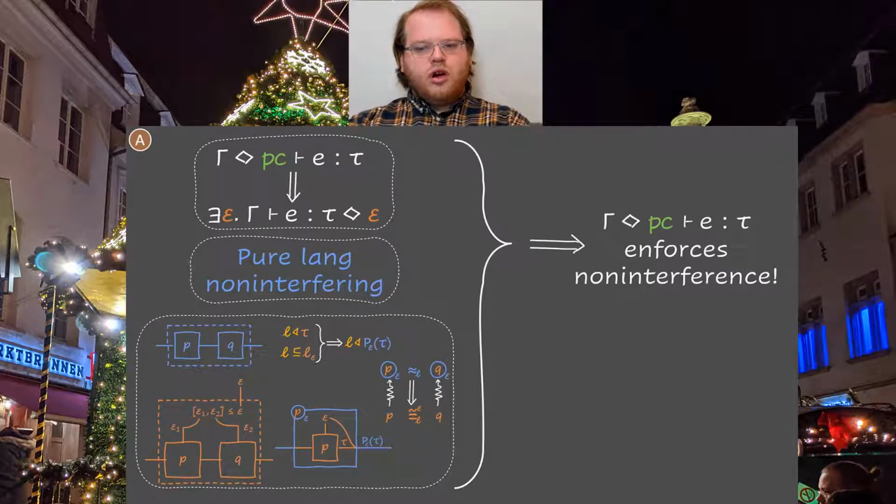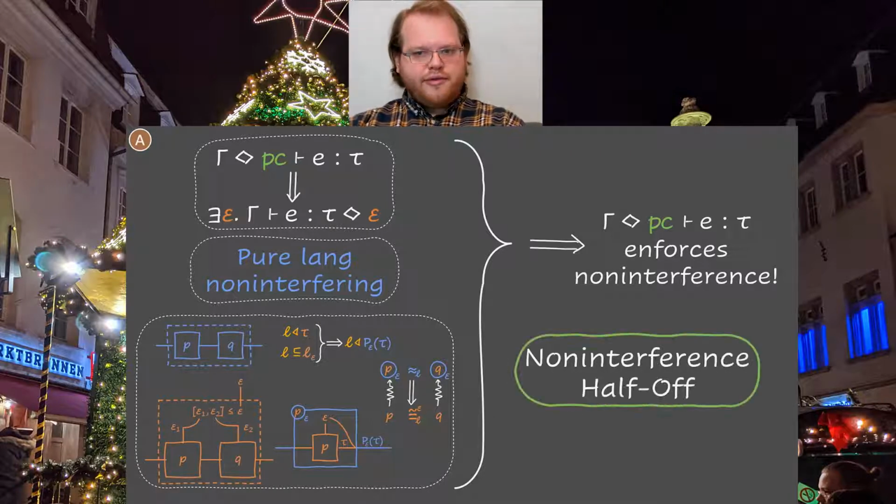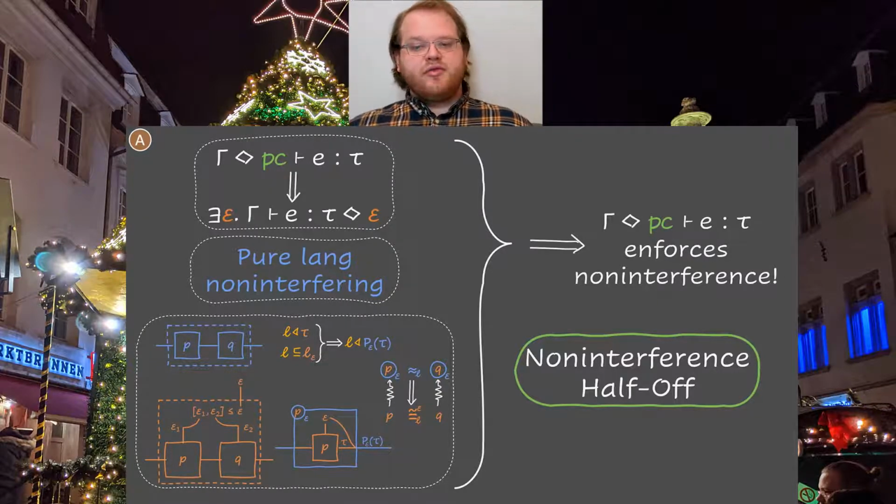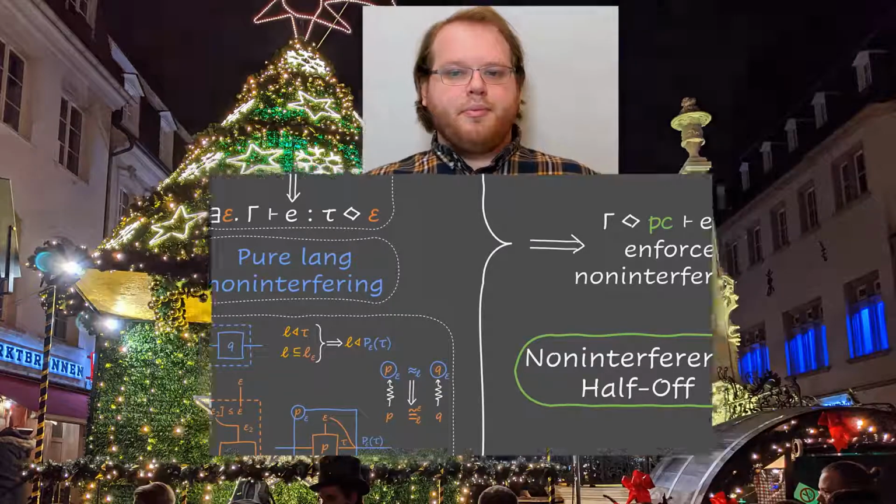I think we should call this theorem non-interference half-off, since it says that you can separate concerns to prove non-interference: prove non-interference for pure programs, and then provide a semantics of effects. That way, things don't get all tangled up. That's really cool. After all, usually dealing with effects is one of the hardest parts of proving non-interference.